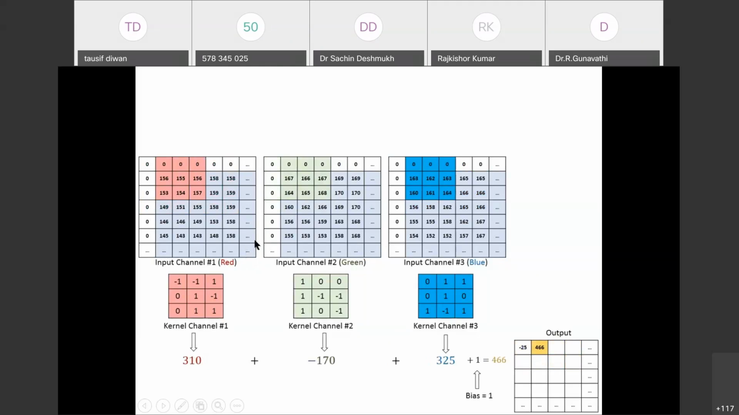Is it clear? Suppose earlier it is this: 1, 2, 3, 4, 5. Earlier width is 5. If we are applying padding of 1, then one column is attached here as well as one column will be attached here. What is the updated width? Updated width will be 7. Is it clear?